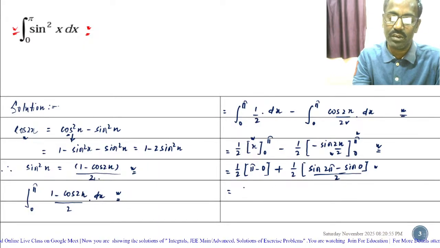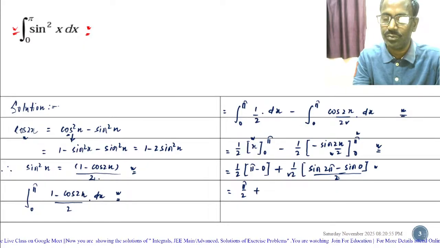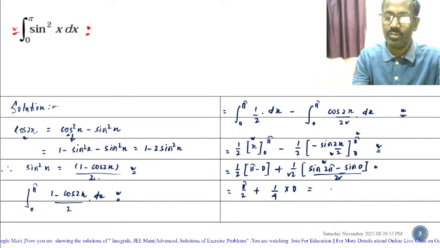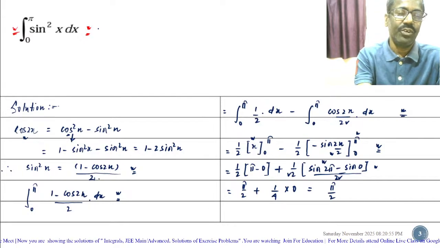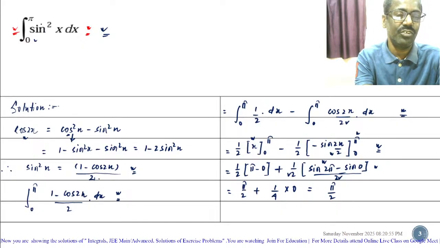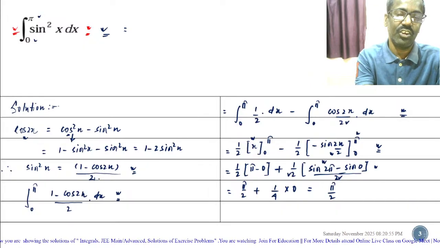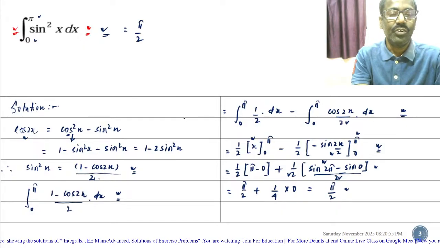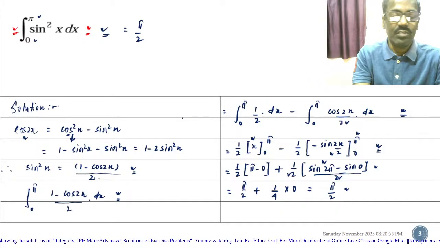So here will be what? Pi by 2 plus 1 by 2 into these two, then we write down 1 by 4. The value of sine 2 pi equals 0 and the value of sine 0 is 0. So 0 minus 0 equals 0. So we write down here 0. So here will be pi by 2. So the value of the definite integral of sine square x, when the lower limit is 0 and the higher limit is pi, equals pi by 2. Hope that there is no problem understanding the solution of this question.